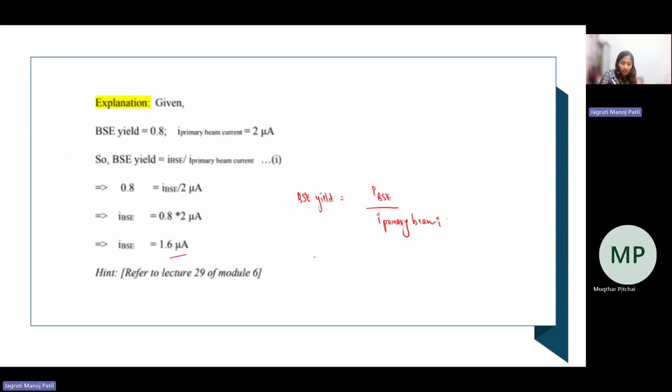Similarly, you can also compute the yield for secondary electrons. If you know the current for the secondary electrons, you can compute for it. Or if you know the yield for it, you can compute that also. So the formula is 0.8 multiplied by 2. Yes, so you get the current for it.